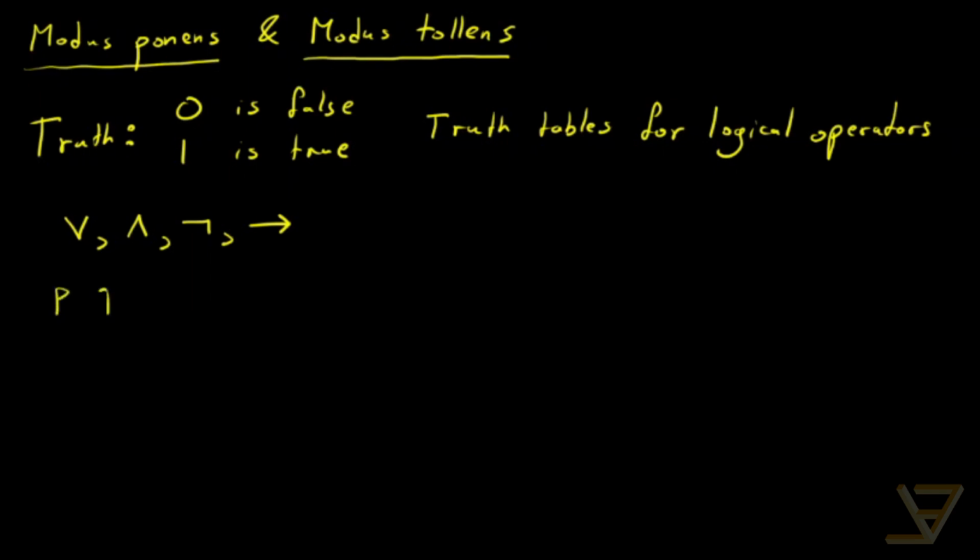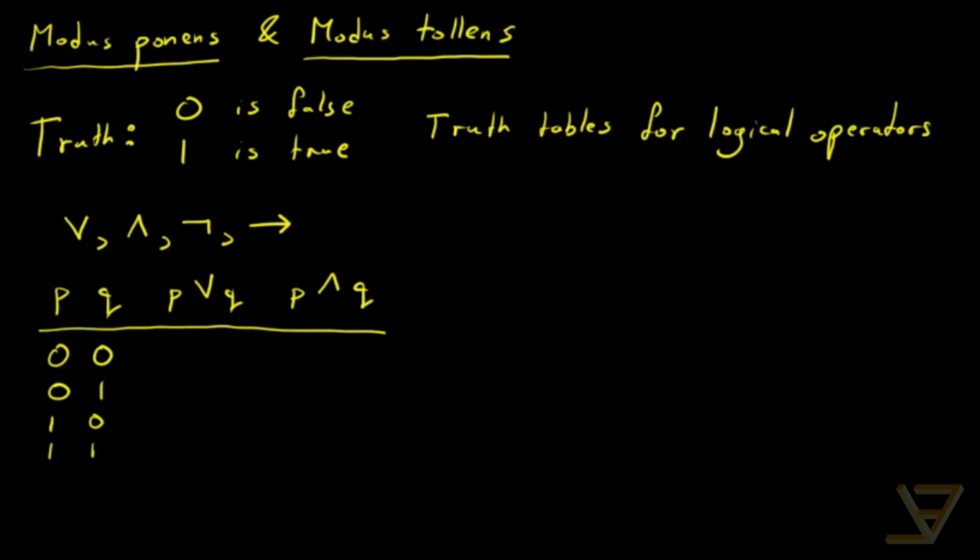We have P and Q, P or Q, P and Q. Let's look at these for now. There are four possibilities: 0, 0, 0, 1, 1, 0, and 1, 1. For P or Q, the truth table gives us 0, 1, 1, 1. And P and Q, the truth table gives us 0, 0, 0, 1.